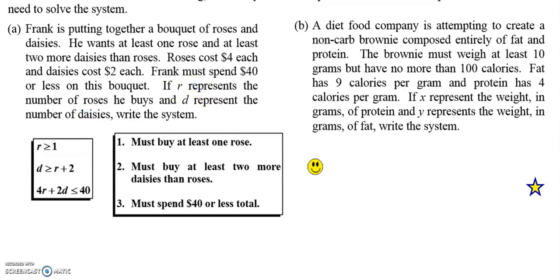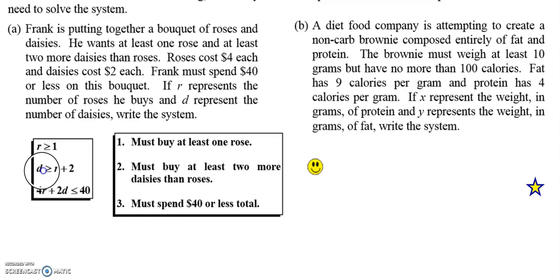Well, it says there must be at least 1 rose. So the number of roses has to be greater than or equal to 1. That is a statement they gave, and you represent it with math. What must we know about the daisies? Well, you must buy at least 2 more daisies than roses. So the number of daisies is greater than or equal to the number of roses plus 2.